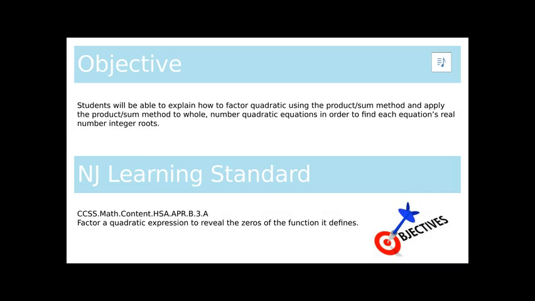Today's lesson's learning objective is for students to be able to explain how to factor quadratics using the product sum method and apply this method to whole number quadratic equations in order to find each equation's real number integer roots. The learning standard we're addressing today is to factor a quadratic expression to reveal zeros of the function that it defines.